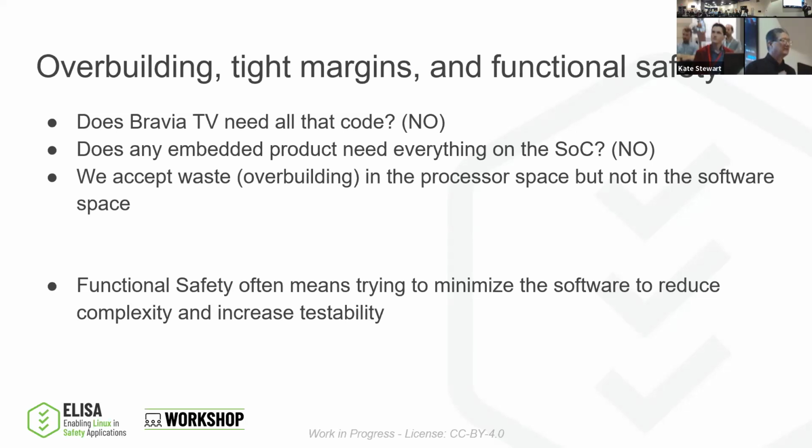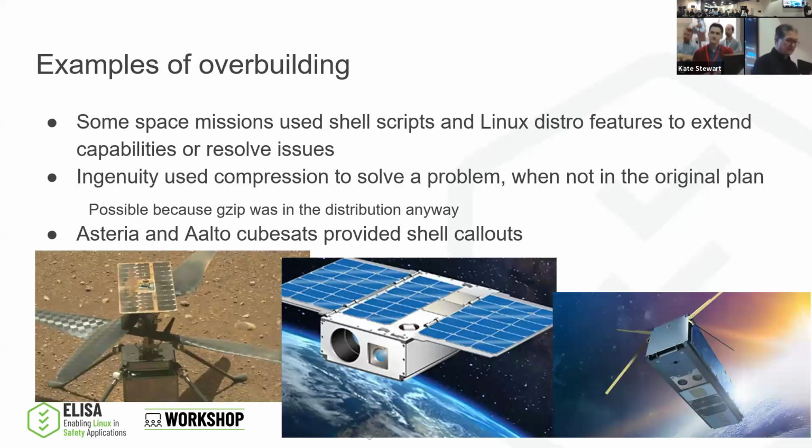So there's this tension here between functional safety and this extra code, right? Because you have extra code lying around in your system. Well, how do you prove that that's not going to interfere with what's going on, right? And so those are the tensions.